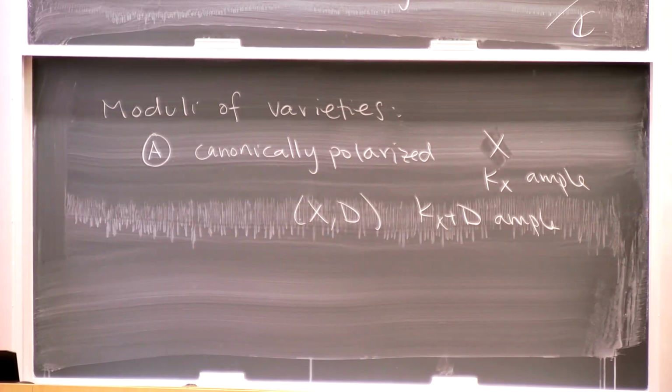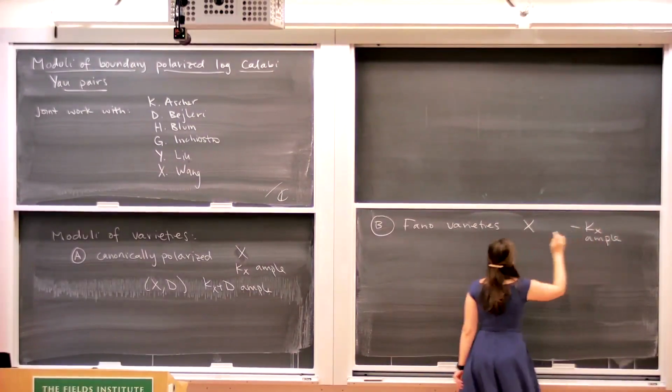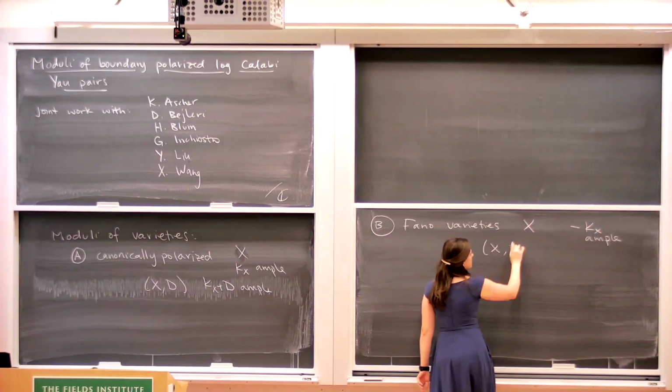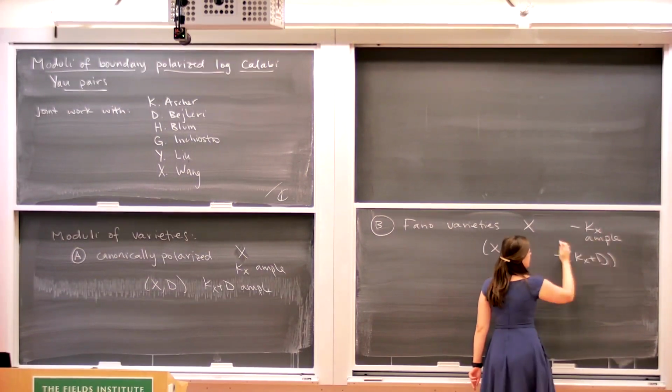also have Fano varieties. So the opposite notion, minus K_X is ample, or log Fano pairs (X, D), where the log canonical divisor is anti-ample.